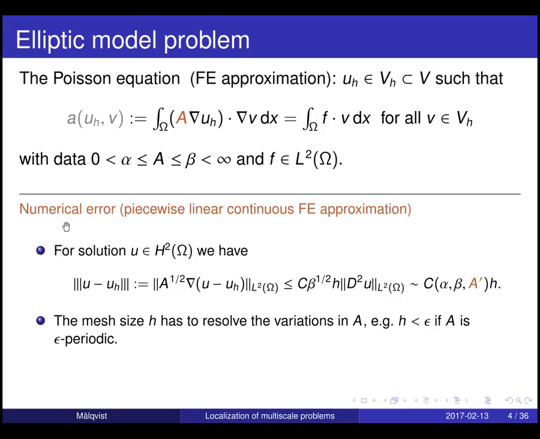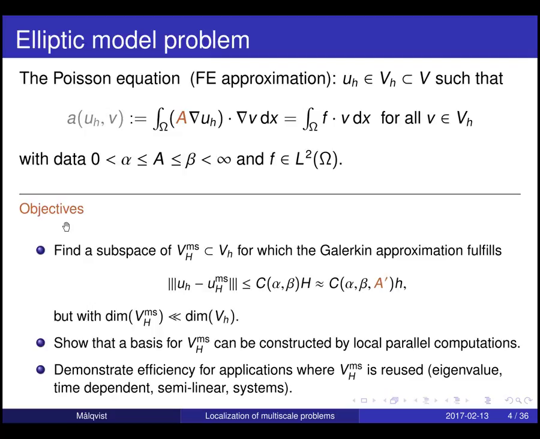So for example, if we would have periodic data with a period of epsilon, then this fine scale mesh size would have to be smaller than epsilon to get an accurate solution to the problem. And what we want to do instead is to find a subspace, a multiscale space here of VH, for which the corresponding Galerkin approximation is close to the exact reference solution.